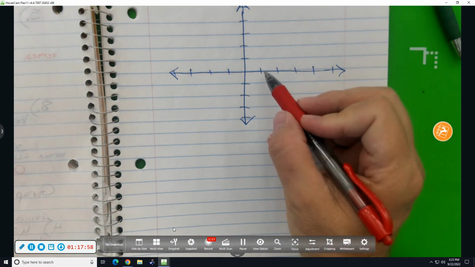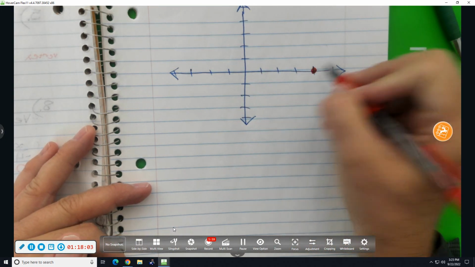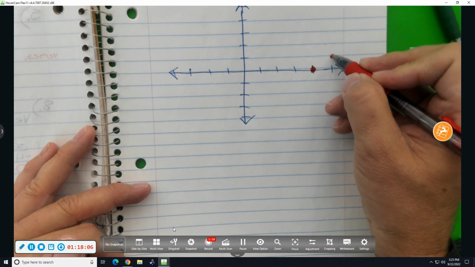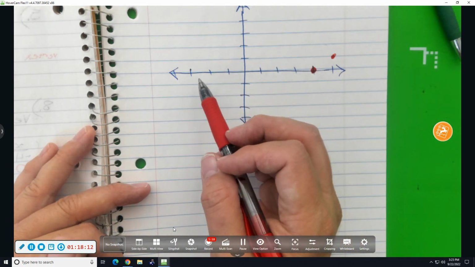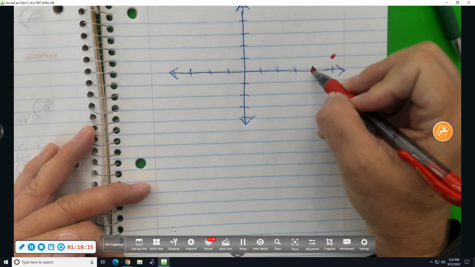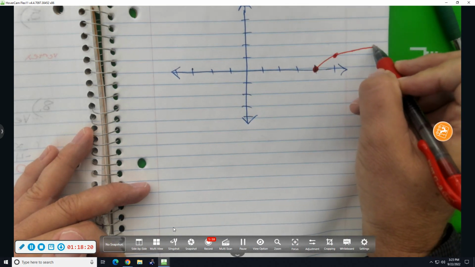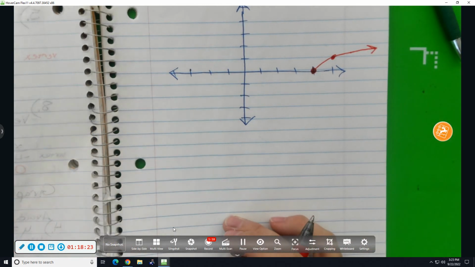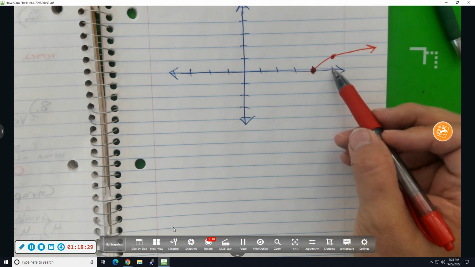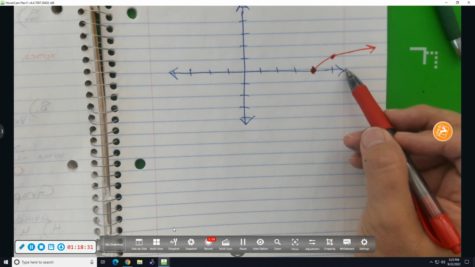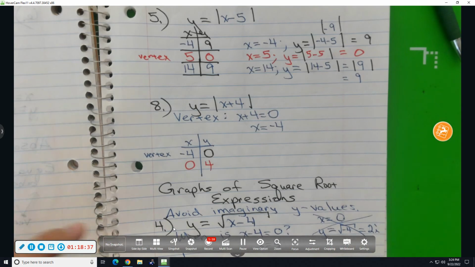Okay, so we said we had 4, 0, and then 5, 1. The graph can't go back that way because if we went that way, we'd have negative, imaginary y values. So it starts here and it goes up, but it's a very gradual increase. It has a starting point where the thing under the square root equals 0, then 5, 1, then 6, 1.4, so it's going up, but it's a gradual increase.